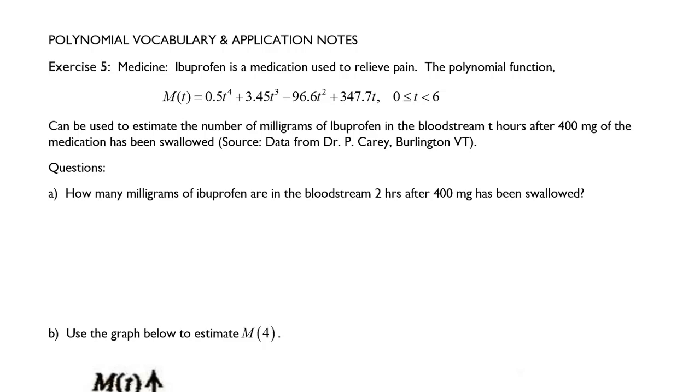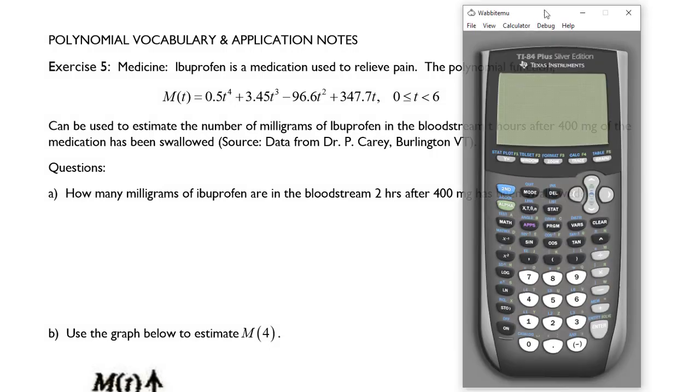So we can use this function m of t to estimate the number of milligrams of ibuprofen in the bloodstream t hours, so some random amount of hours we can pick, after 400 milligrams of the medication has been swallowed. So let's go through the steps of setting this up. I know that time is between 0 and 6. This is the best model. I also see the shift vertically when we add 347 to something. There's a really good chance that we're going to need a pretty high window.